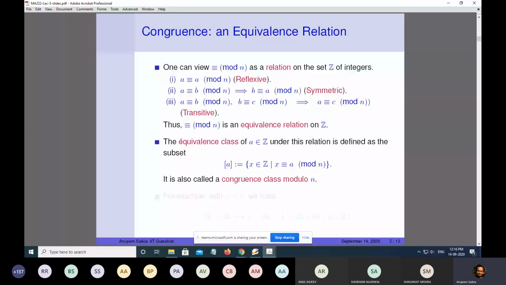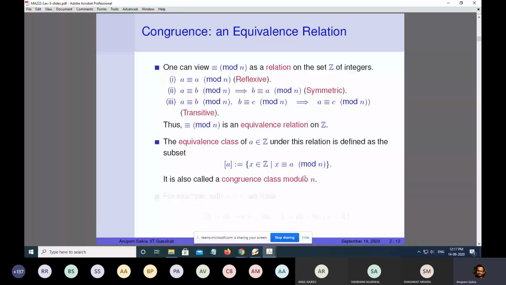What is the equivalence class of a? The equivalence class is all the elements in the set which are related to that element. In this particular case, since we are talking about congruence, it is all the integers x such that x minus a is divisible by n. We take this, and that will be an equivalence class or congruence class.